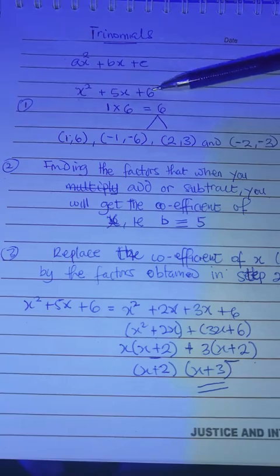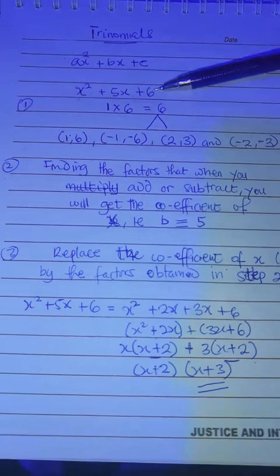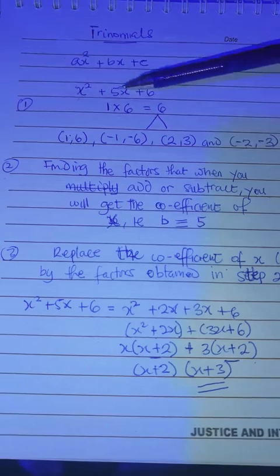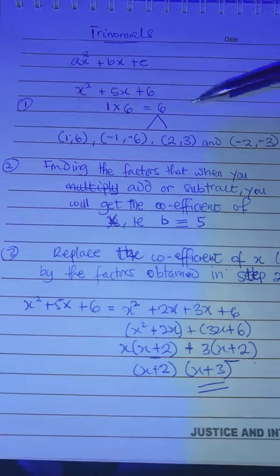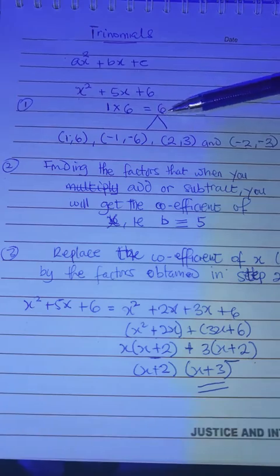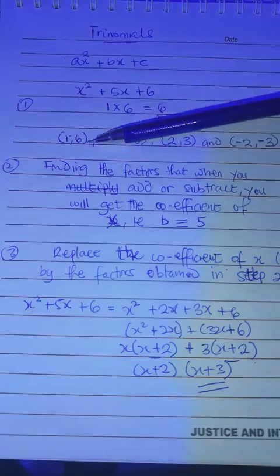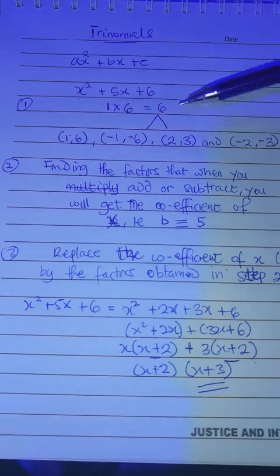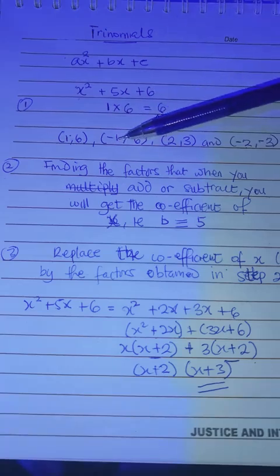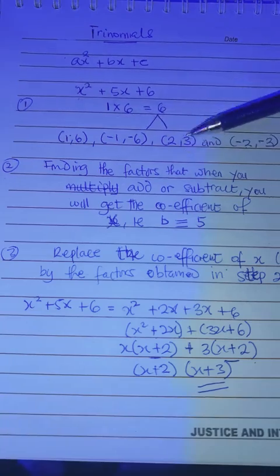So find the factors of 6. Now these factors of 6, when you add or subtract, should give you 5. And this 5 is positive 5. Take note. Now let's list these factors. The factors can be 1 and 6. At the same time, negative 6 times negative 1 gives a positive 6. Or 3 times 2 can give us 6. Or negative 2 times negative 3 will give us 6.